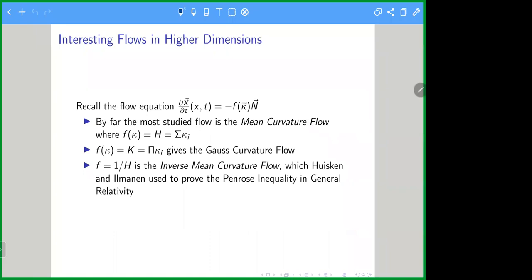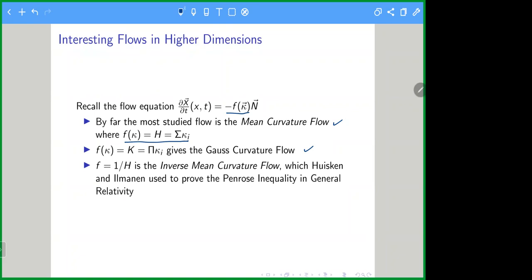I'll talk about the situation in higher dimensions. Mean curvature flow in higher dimensions is the most studied flow, right? The F here is just the sum of principal curvatures. The Gauss curvature flow is also pretty well studied, where the F of kappa is just kappa 1 times kappa 2, the Gauss curvature. This is very commonly studied in the literature, but that's not all.